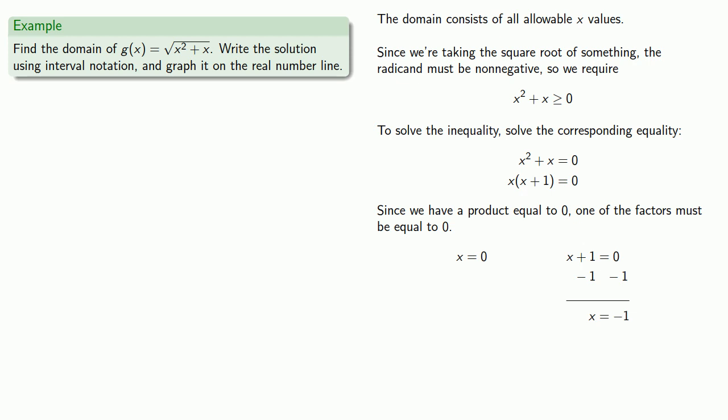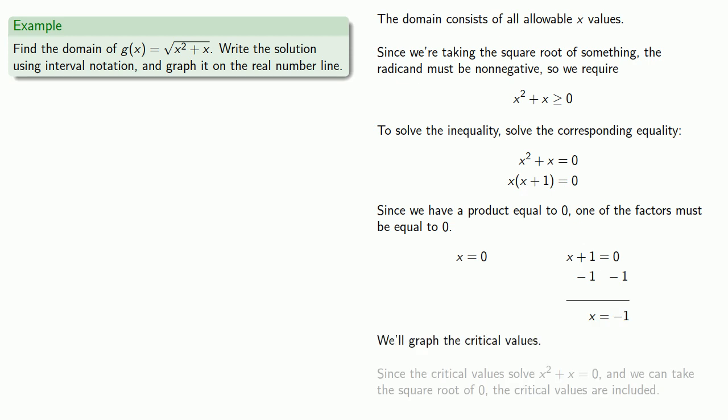and these were the solutions to the equality, so they correspond to the critical points of our inequality, x equals 0 and x equals negative 1. So we'll graph the critical values. And since the critical values solve the equality x squared plus x equals 0, and we can take the square root of 0, the critical values are included, and so we should shade them in.